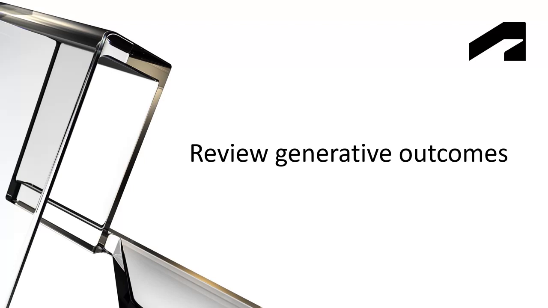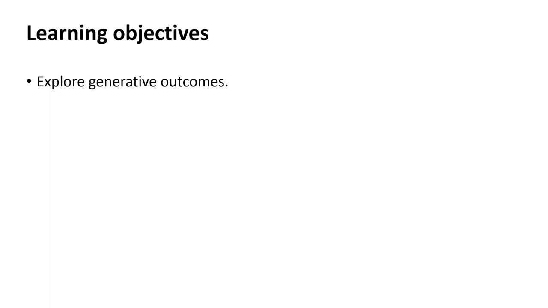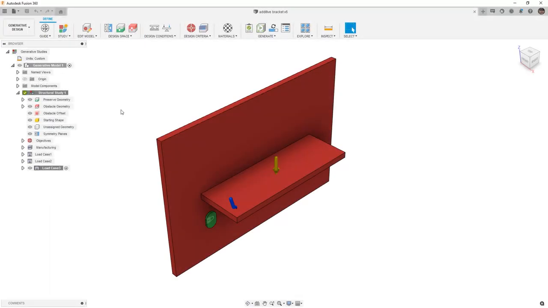Review generative outcomes. In this video, we'll explore generative outcomes. In Fusion 360, we want to carry on with our additive bracket. Now, at this point, if your solve is still continuing to produce outcomes, you will see that it's still working on those solves. But if it's completed, you'll see a green check mark here.